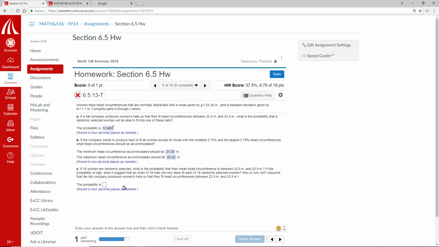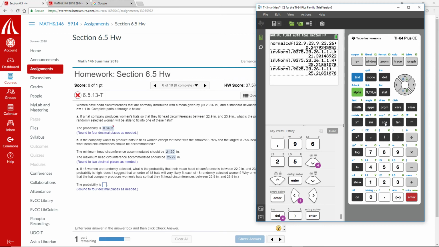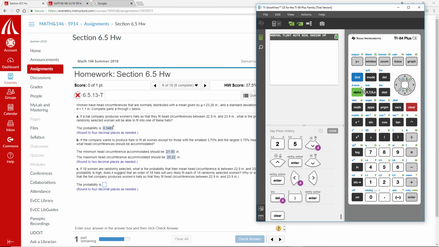Narifa is here. Let's see. If 18 women are randomly selected, what is the probability that their mean head circumference is between 22.9 and 23.9? So let's see what that is going to give us. We're going to do second distribute, number 2.